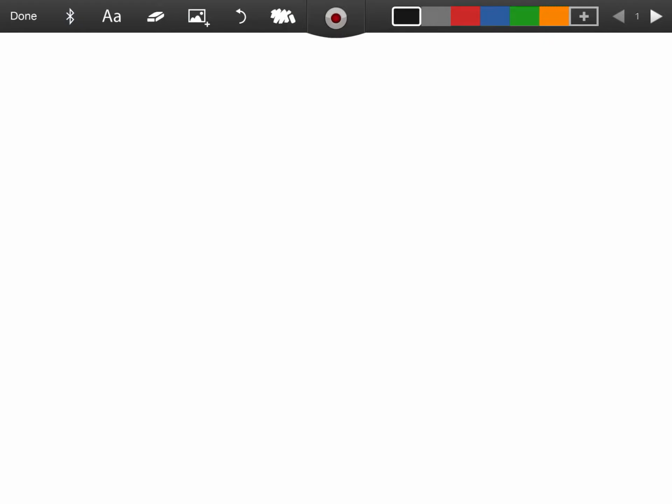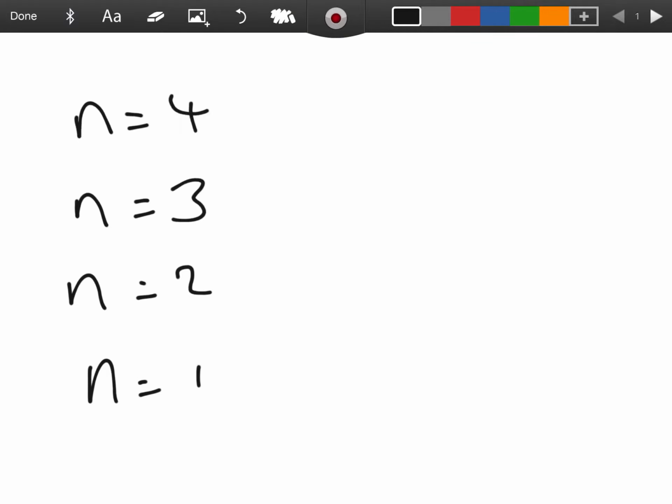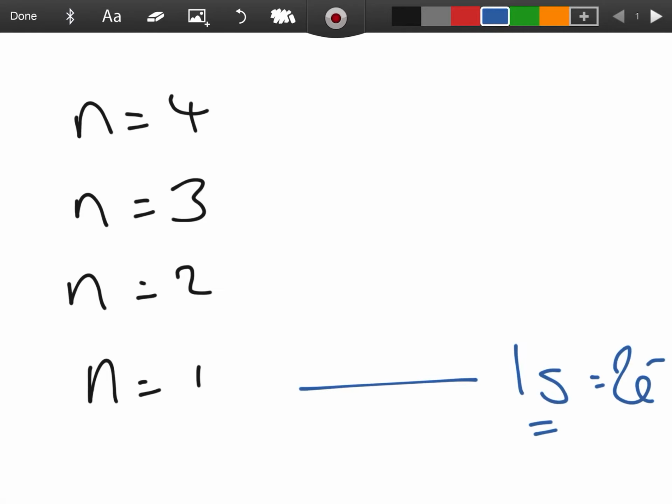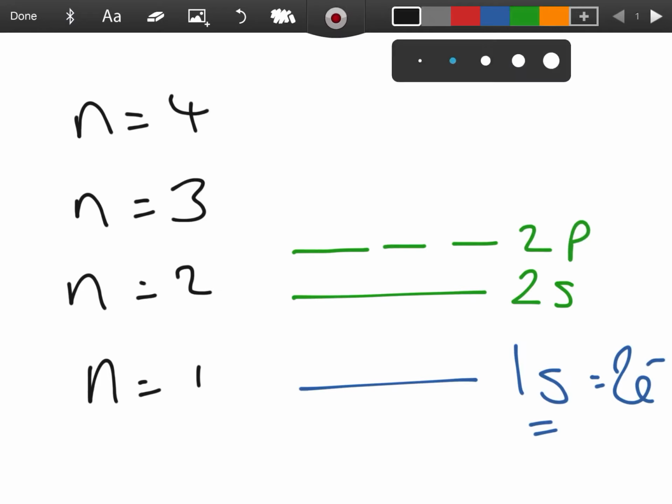So let's just clarify for 1 second now before I do an example with you. You've got 4 main energy levels: n equals 1, n equals 2, n equals 3, n equals 4. The first main energy level, just the 1s. It's called 1s, and you can put 2 electrons in there. The second main energy level is subdivided into 2 sub-levels, 2s and 2p.